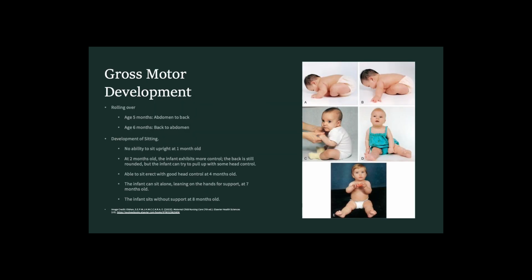And again, predictably, they should be able to hit milestones such as rolling over from the abdomen to the back by 5 months and from their back to their abdomen by 6 months. You can see here in the picture the development of sitting, where at 1 month old, you can see that they can't sit upright. At 2 months old, they have a little bit better control.